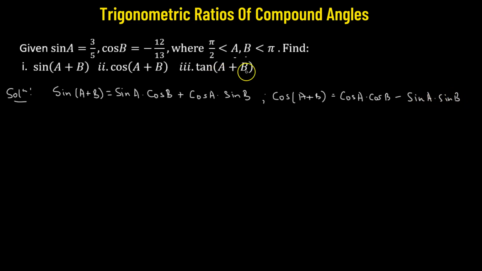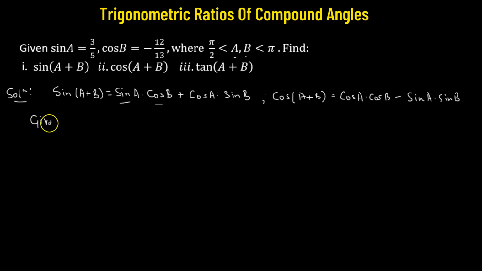Now to find the value of tangent of A plus B, after we obtain the value of sine of A plus B and cosine of A plus B, we'll take the ratio to find tangent of A plus B. Now let's begin with sine of A plus B. Here we have already been provided with the value of sine A as well as cosine B. That means we will now have to find the value of cosine A and sine B. This is similarly true for cosine of A plus B. So let's begin by finding the value of cosine A and sine B.